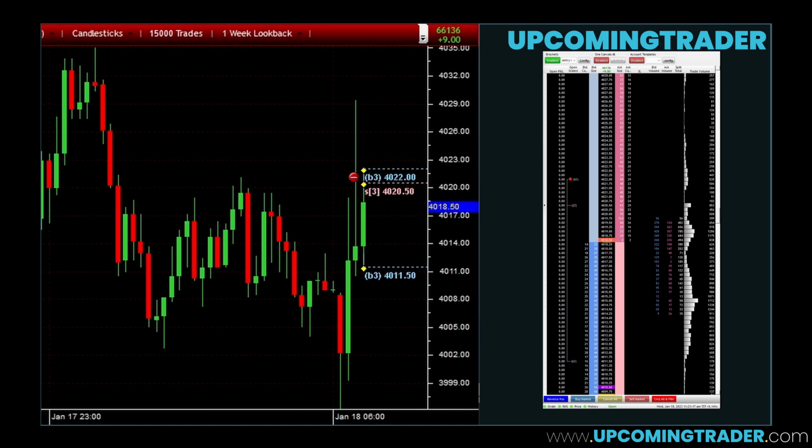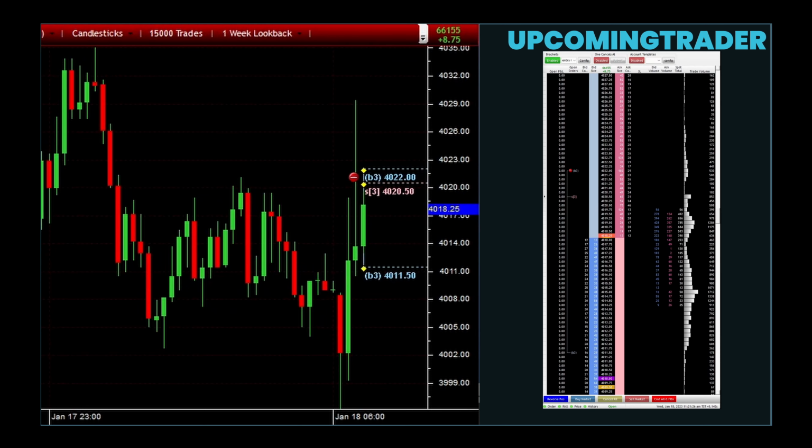Flags and pennants are continuation patterns that form after a strong price movement. A flag looks like a small rectangle that slopes against the previous trend, while a pennant appears as a small symmetrical triangle. Both indicate that, after a brief pause, the price is likely to continue in the direction of the preceding trend. Wedges can either be rising or falling.